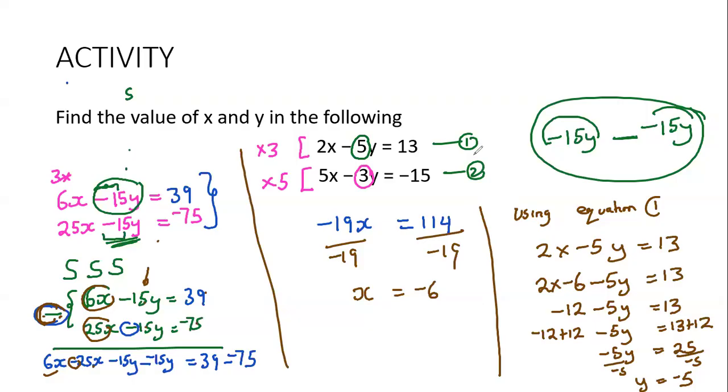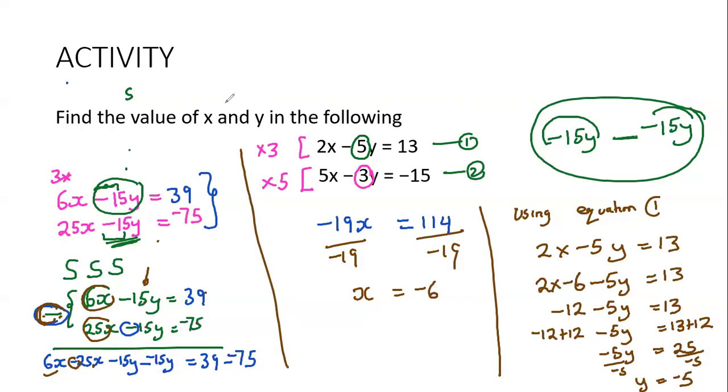Teacher, the SSS, what does it represent and how do we use it? We said the first S means same, the other S means sign, and the other S means subtract.